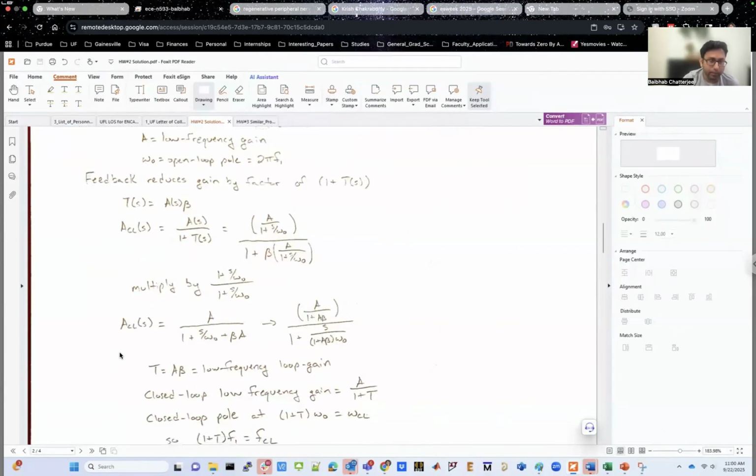Now what you can do is divide your numerator and denominator both with 1 plus A beta. So divide your numerator with 1 plus A beta, and divide your denominator with 1 plus A beta. In your denominator, you already had this 1 plus A beta component. Dividing that by 1 plus A beta gives you this 1, plus you have s divided by 1 plus A beta times omega naught. So that's basically just this quantity divided by 1 plus A beta.